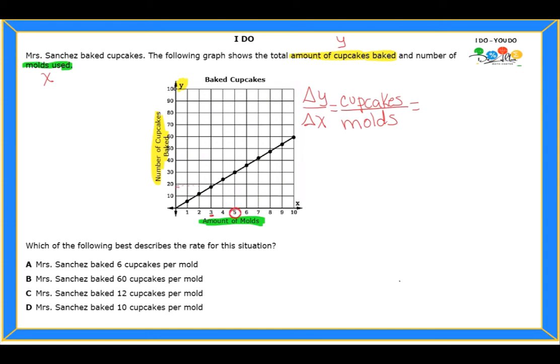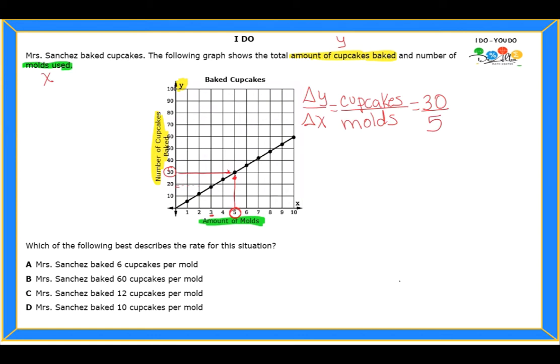because if you look up at 5, it's exactly in the intersection of 2 lines, right? So that point goes with 30. Very good, that's an excellent point. So cupcakes will be at 30, and the number of molds that she needs for that many cupcakes is 5.